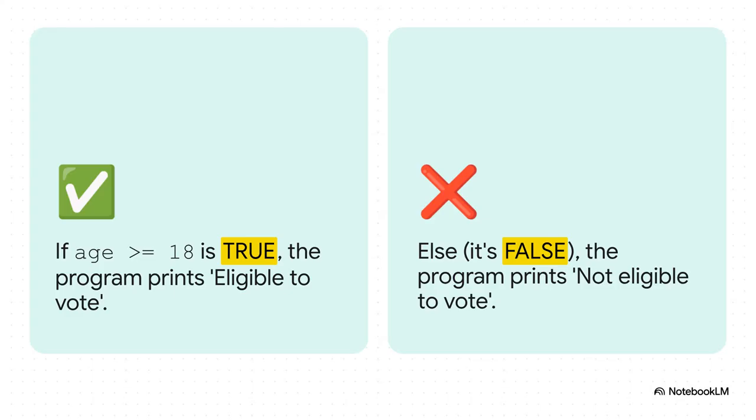Okay, here's a perfect classic example. Checking if someone can vote. The program asks one simple single question. Is the age 18 or more? If the answer is true, it zips down one path, but if it's false, the flow of control gets sent down a totally different road.